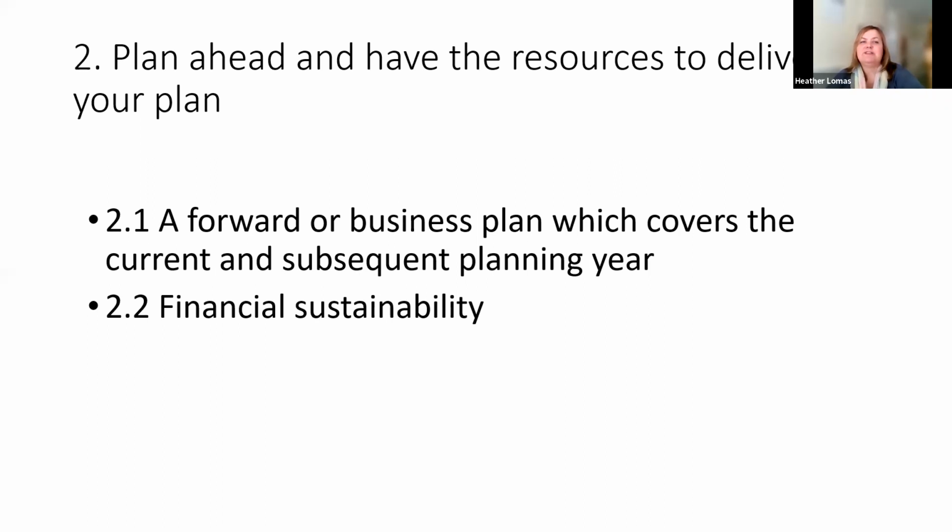Okay, section 2 then is planning ahead and having the resources to deliver your plan. And there are 2 sections here. There is 2.1, which is the forward or business plan, which covers, excuse me, the current and subsequent planning year. And then there's 2.2, which is about demonstrating financial sustainability. So I'm going to talk us through these 2 areas.